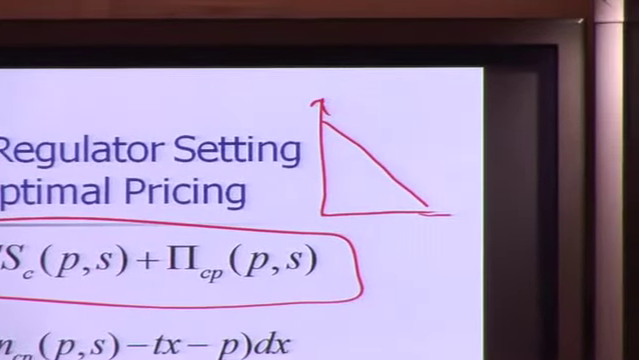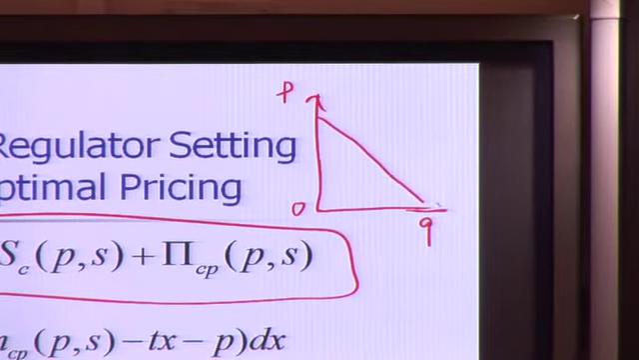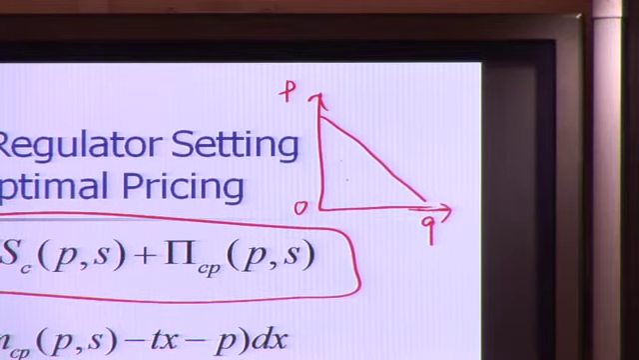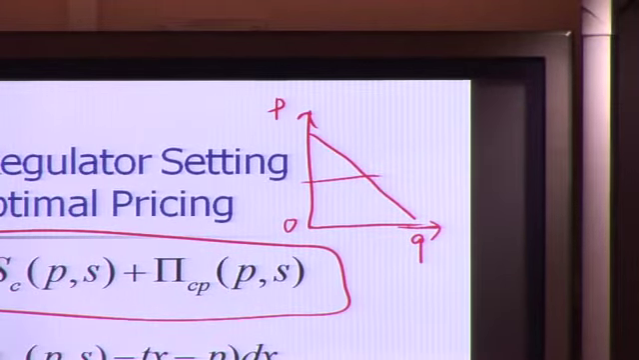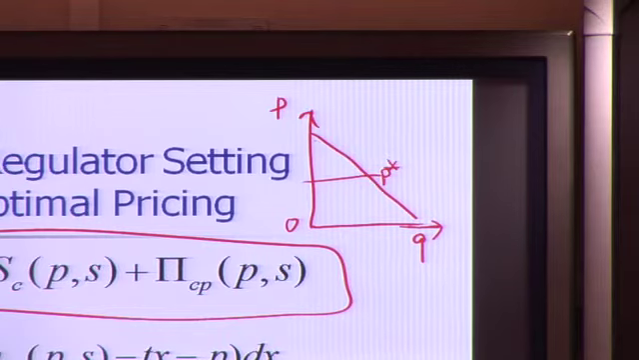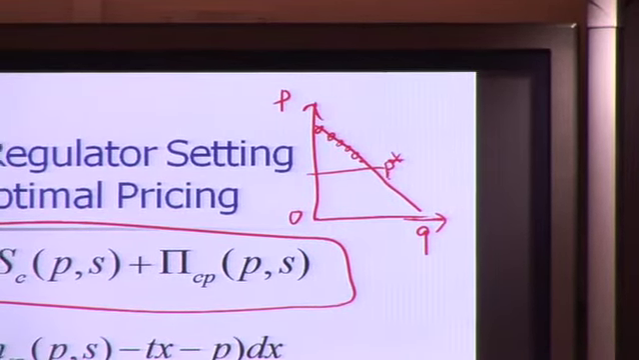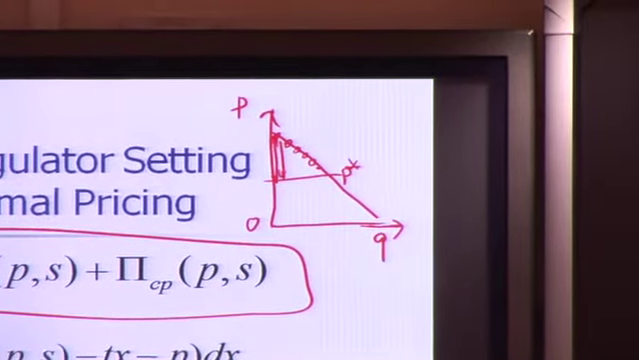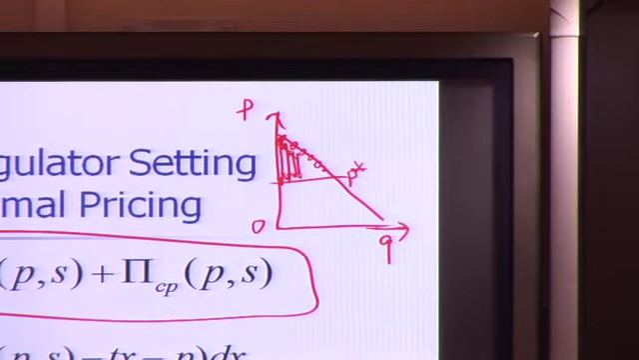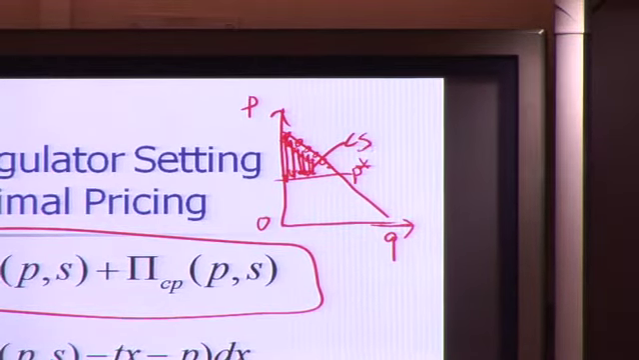Have you ever seen diagrams like this, demand and supply diagrams? Great, that's the most important thing. Now, suppose this is the market price, we call it P star. All these guys up here are willing to pay more than P star. If we add the amount of money that they're willing to pay minus what they actually pay, we get this triangle. This triangle is called consumer surplus.